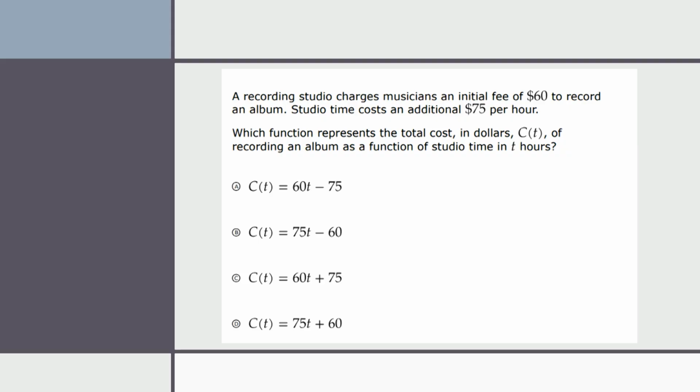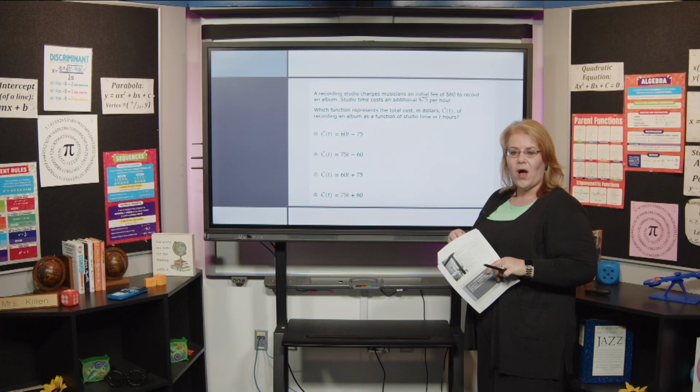A record studio charges musicians an initial fee of $60 to record an album. Studio time costs an additional $75 per hour. Which function represents the total cost in dollars, C of T, of recording an album as a function of studio time in T hours? So let's go ahead and annotate this problem and see what we've got.